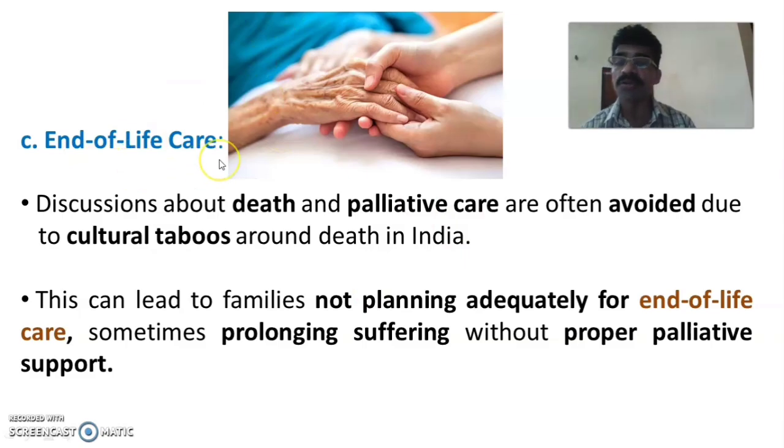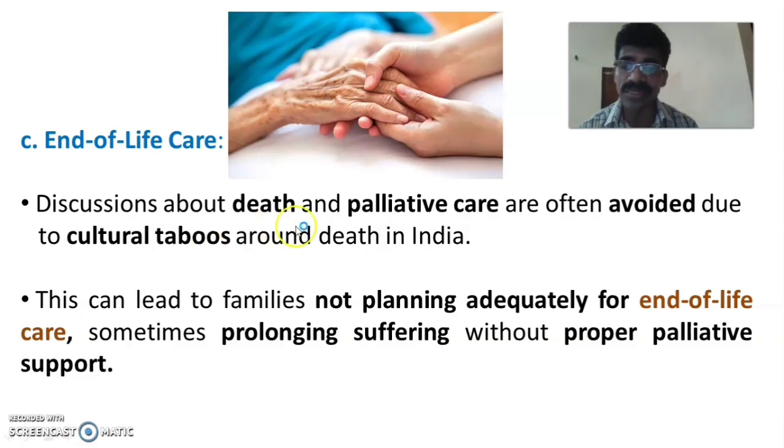Then the third point is end of life care. End of life care is nothing but caring for a person who is at the end of life, a terminally ill person or an older person. The discussion about death and palliative care, that is, care for terminally ill patients, is often avoided due to cultural taboos around death in India. So people may not talk about death-related care or palliative care and what to do after that, because we have cultural taboos. It is not considered good to talk about death or palliative care.